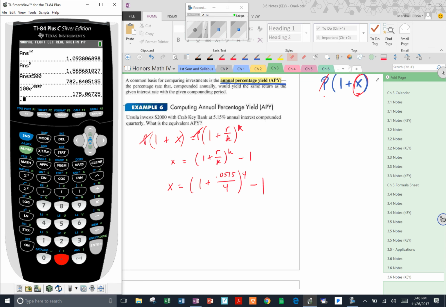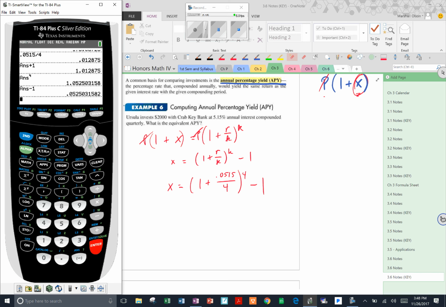So 0.0515 divided by 4. Then we're going to add 1 to that. Then we're going to take that to the fourth. And then we're going to subtract 1.